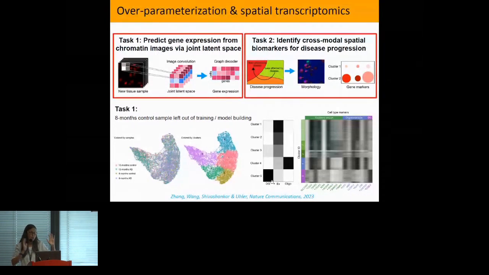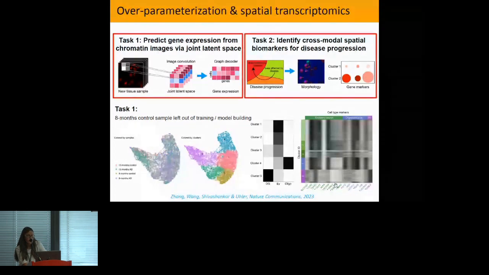Again, note that we take the 8 months mouse, we only give it the chromatin images, and we're generating the RNA-seq profile. Now on the generated RNA-seq data, we're doing clustering and getting out the marker genes. So this was all based on chromatin images. We get out the same clusters, basically DG, these excitatory neurons, and we get out the right gene markers here as well, just based on chromatin images.